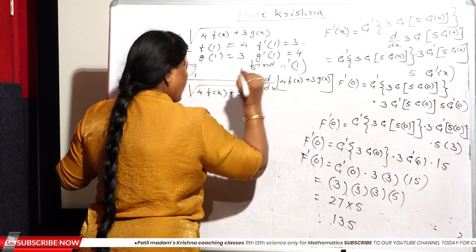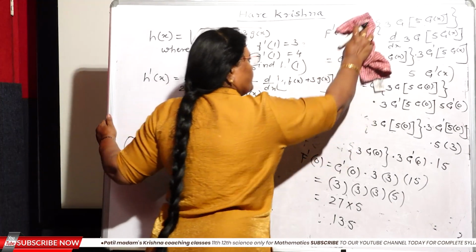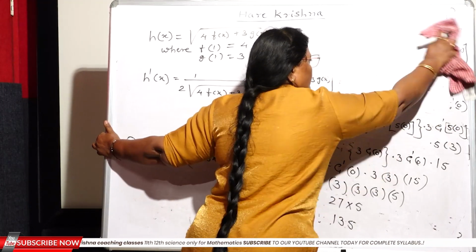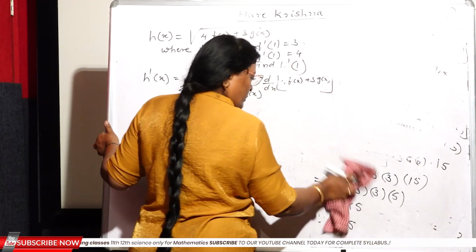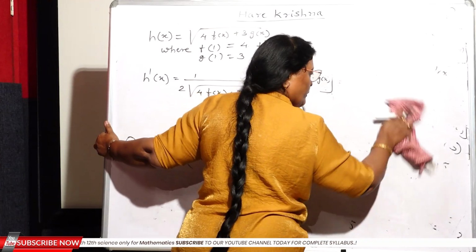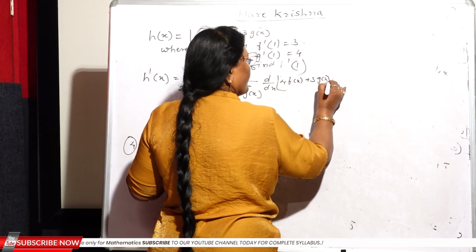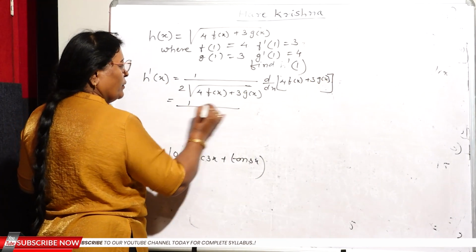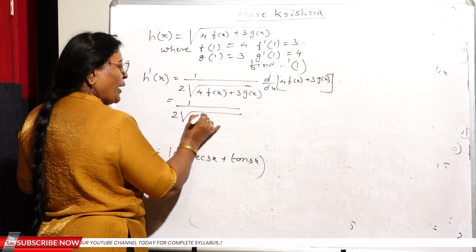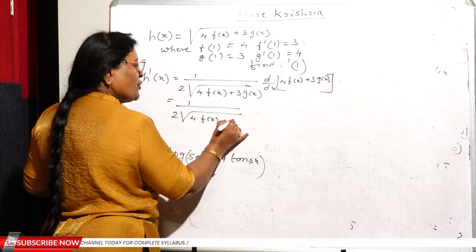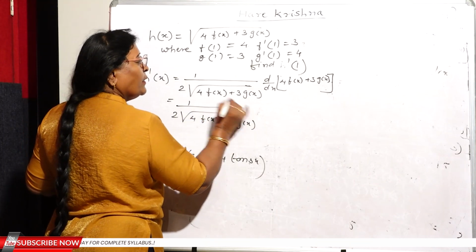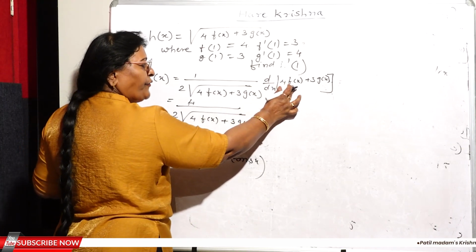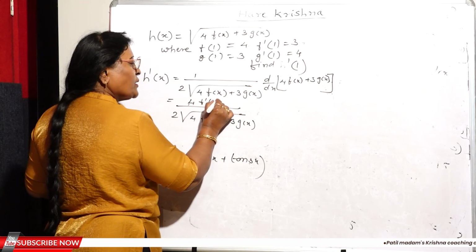Right? Now again, see, I will rub this so that the problem gets clear to you. Very simple one. Now again, 1 upon 2 root of 4f of x plus 3g of x remains as it is. Right? Here 4 remains as it is. What is the derivative of f of x? You can write it as f dash x.